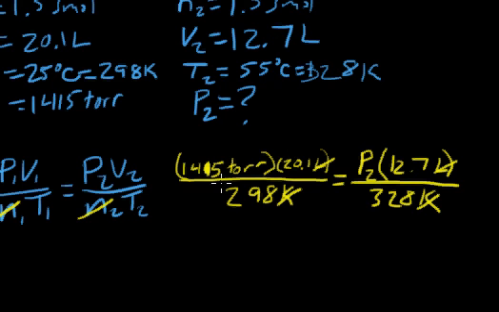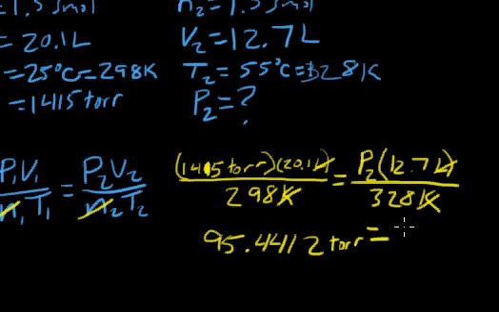So let's go ahead and simplify. 1,415 times 20.1 divided by 298, and that gives us a value of 95.4412, etc., and the unit left is torr. We'll use significant digits at the end, so we're going to just leave it in this number for right now.